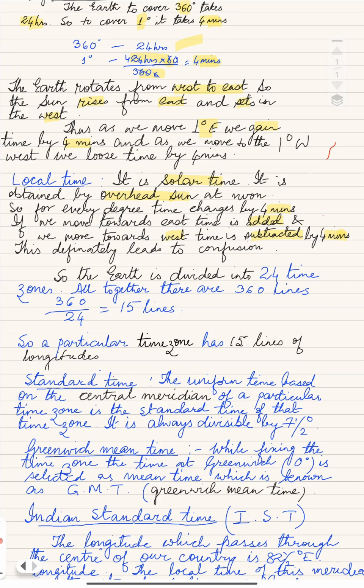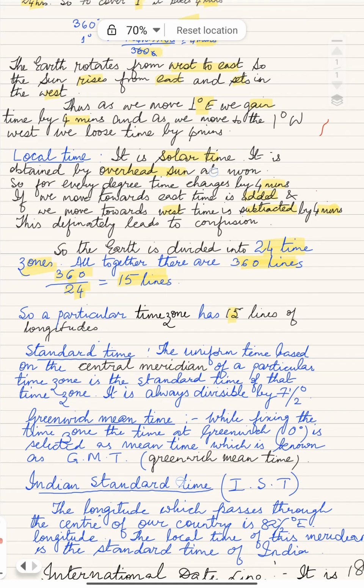Therefore, Earth is divided into 24 time zones. Altogether, how many lines of longitude are there? 360 lines. So if we divide 360 by 24, how many lines of longitude does each time zone have? 15 lines of longitude. So a particular time zone has 15 lines of longitude.